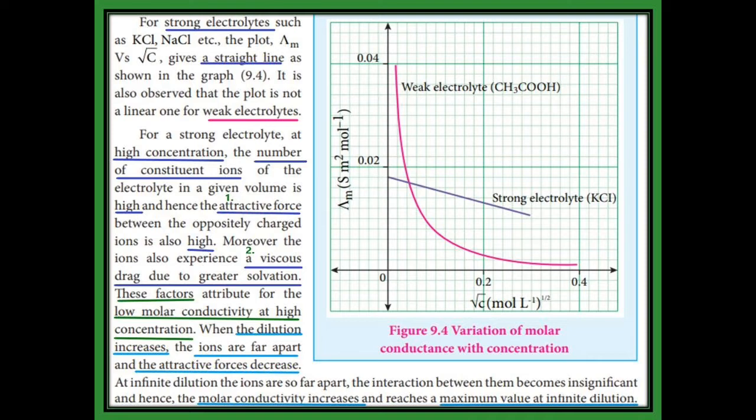Why is it low? Because of two factors. One is that high concentration means the number of ions of the electrolyte is high, so the attractive forces between the ions are also high. That is one point. The second point is that the ions experience some viscous drag because of greater solvation. Because of these two factors, they have low molar conductivity at high concentration.